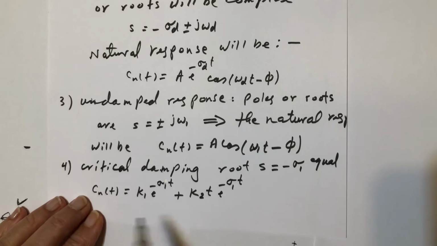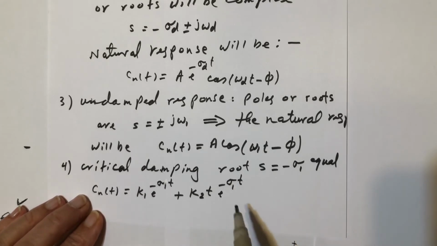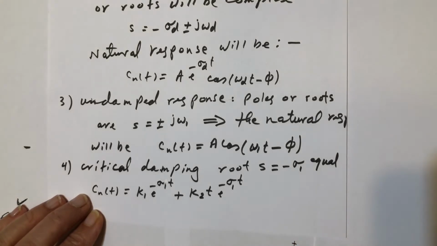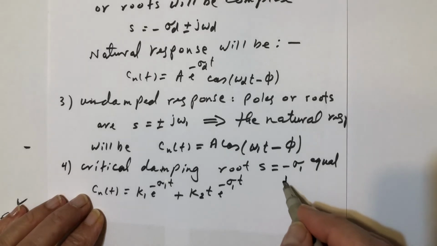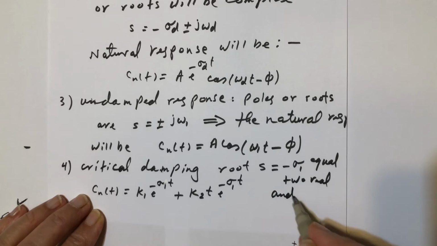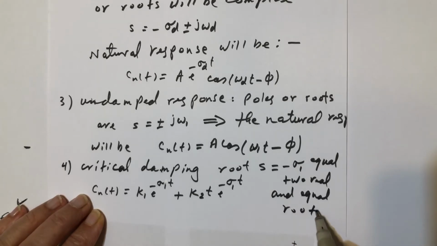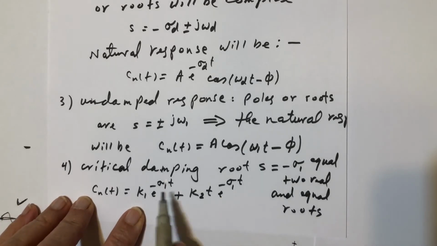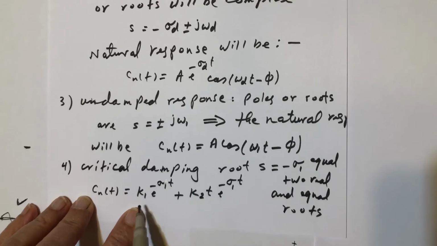For critical damping, this is the last one we studied in the last slide. Roots are s equal sigma only. They are two real and equal roots. The response will be, of course, they are both the same, sigma 1 here, sigma 1 here. Of course, K1 and K2 are different. But here we multiplied by t.